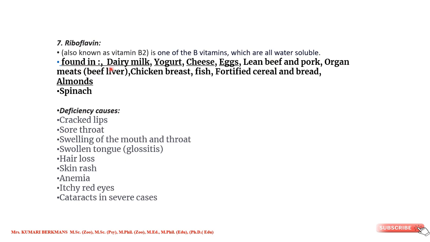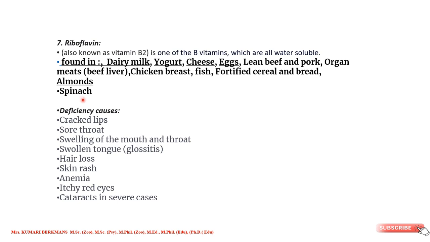This is a water soluble vitamin. Where is it found? In dairy: milk, yogurt, cheese, eggs, lean beef and pork, organ meats, chicken breast, in the sense the upper part of the chicken apart from the thigh region, fish, fortified cereal and bread, almonds, spinach. So in all these food materials, riboflavin is present. You can take either one of these foods. You can take eggs, fish, a few almonds.